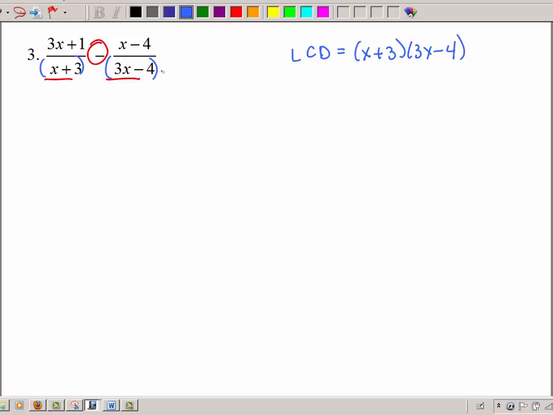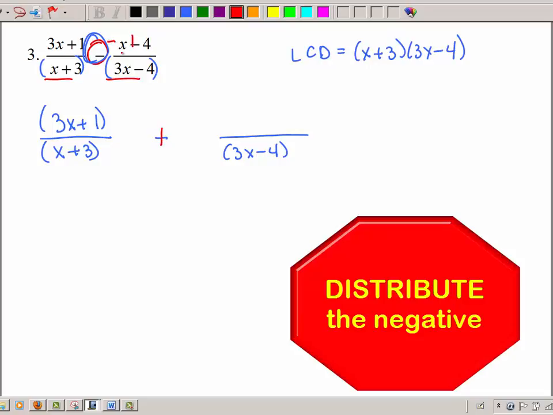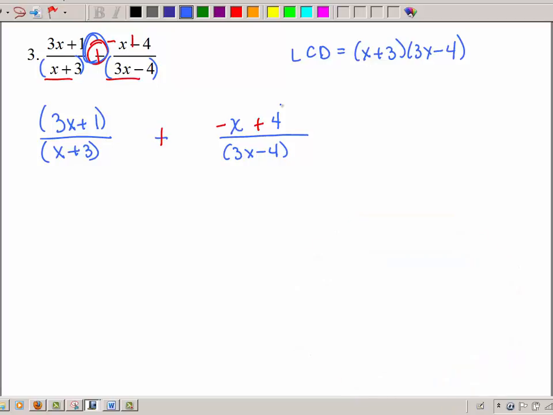Now I'm going to rewrite this so I just have a little bit more room to work with. So this is over x plus 3. I'm going to put those in parentheses, minus, and then I have here 3x minus 4. But I need to deal with that negative. What am I going to do? I'm going to distribute that negative. So I'm going to make this a plus sign, and I'm going to distribute that and make it negative x and positive 4. Think about subtracting as adding the opposite. So now I have a plus, a negative x, and a positive 4.